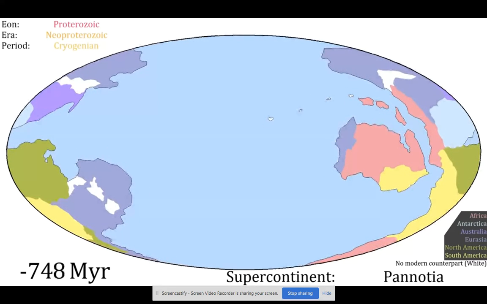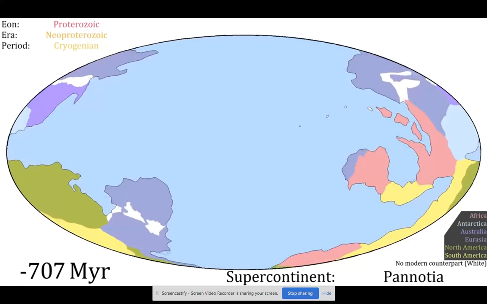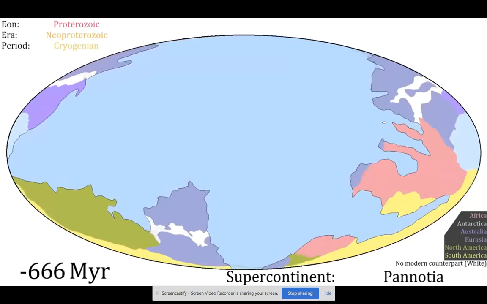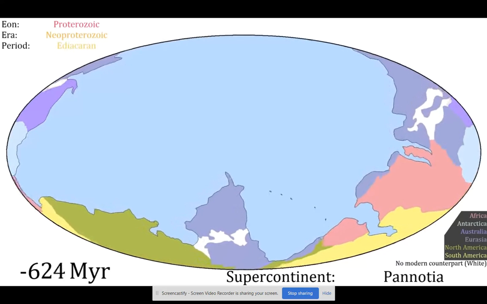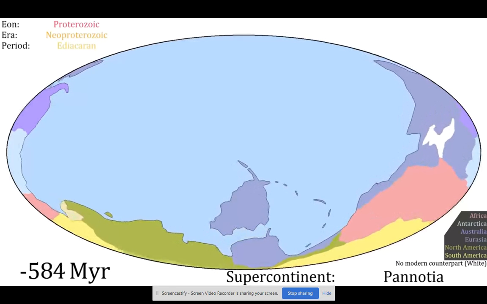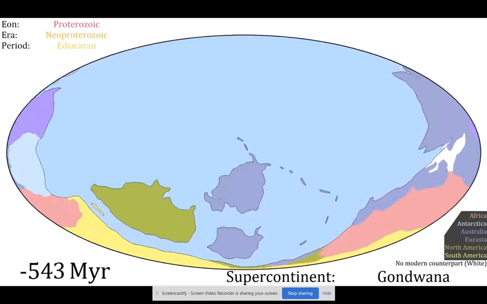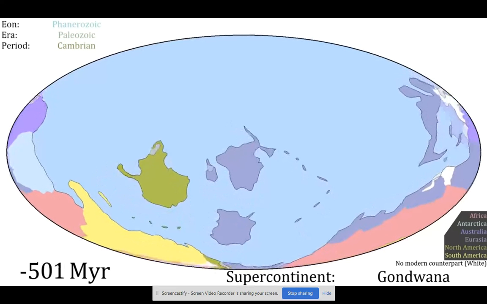So we're getting close to the time when the first major fossil proliferation begins. Now we're in Panotia, or something like that. Panotia? I don't know. So Gondwana. Gondwana is when the Cambrian explosion occurs, when you had Gondwana going on.